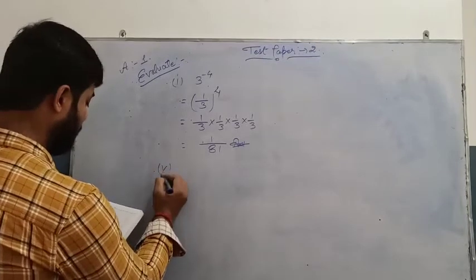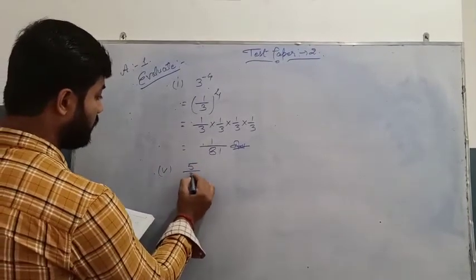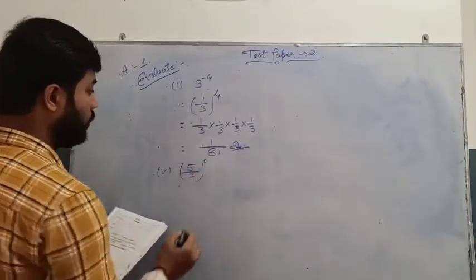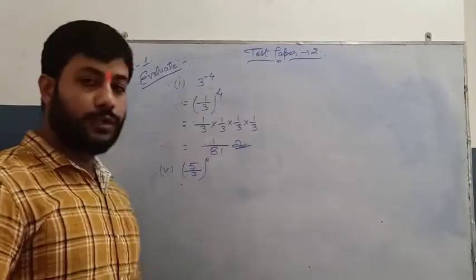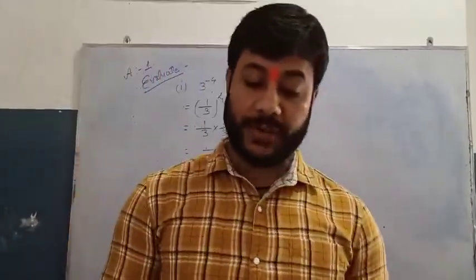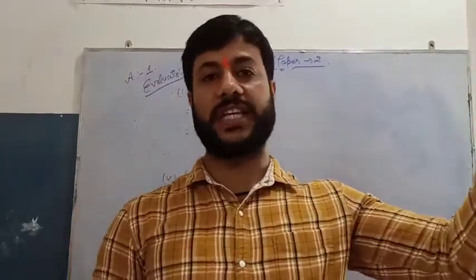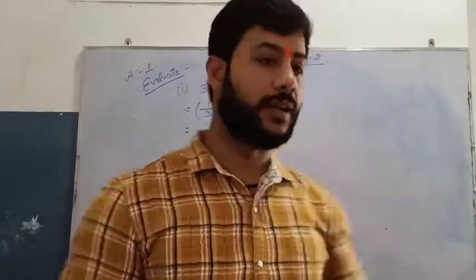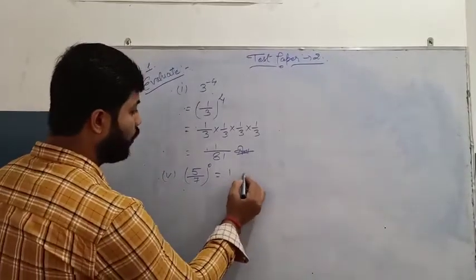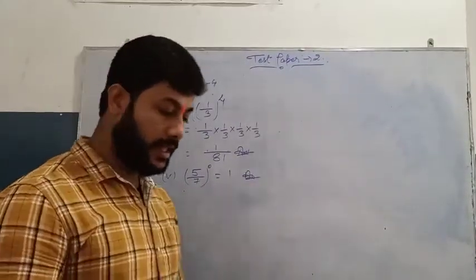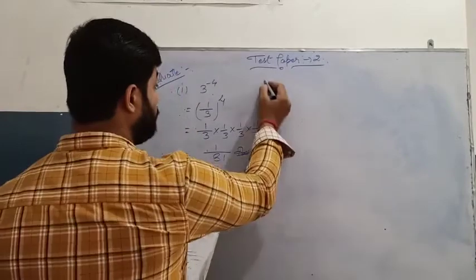5 by 7 power 0. Now do remember, dear students, if any rational number or any number has 0 at the exponent side, the result will be 1. So its result is 1. That is your answer. Clear? Now question number 2.